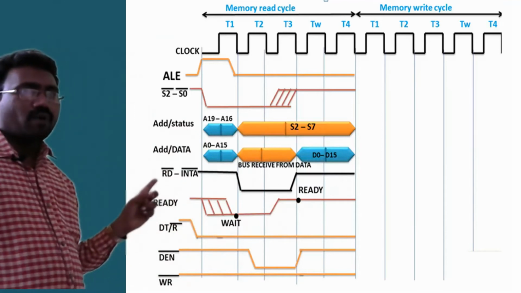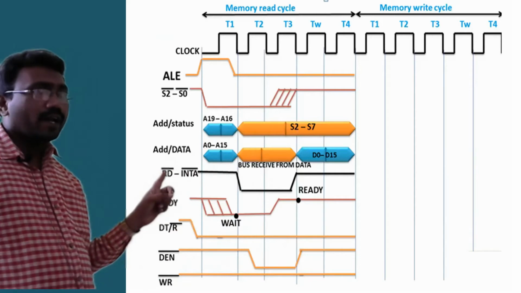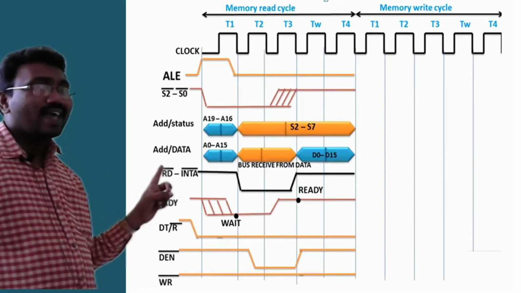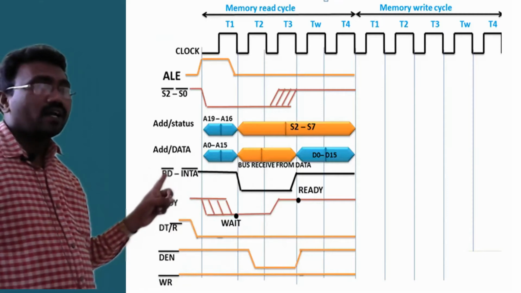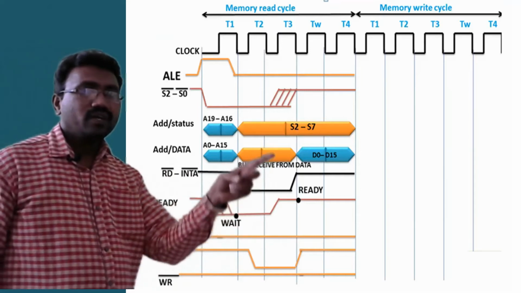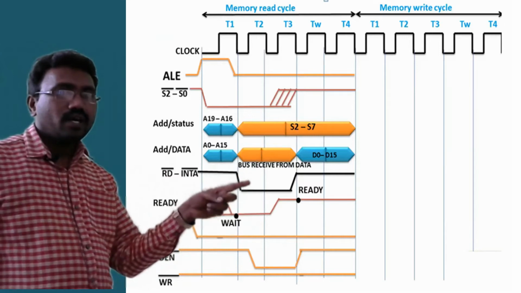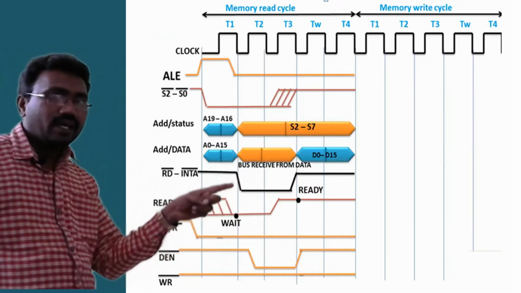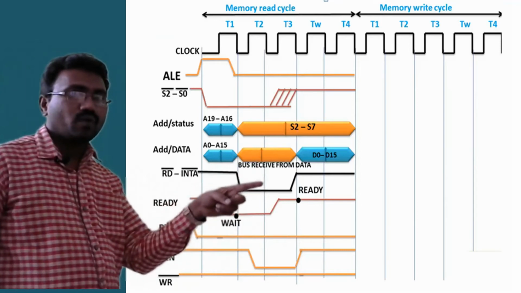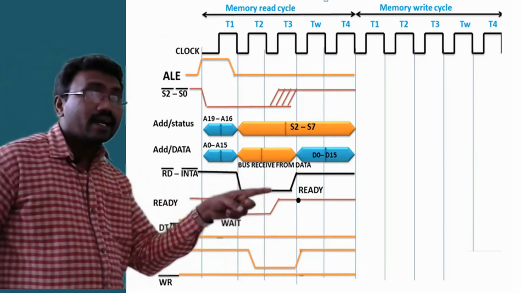Next, RD bar. This is the memory read cycle, so read bar must be active. Read bar is active low: X bar is active low, X is active high. If RD bar is 0, only then is the read operation enabled. After T1, the read is 0, which indicates a read operation.